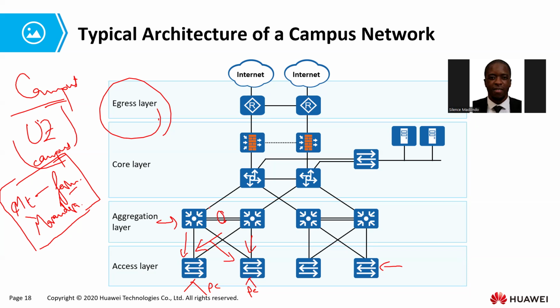That's how you set up a campus network. Most times though, these two layers, this egress layer, believe me, sounds very new. These two layers are usually collapsed. So we end up having a collapsed aggregation and core layer, two layers plus the access layer.